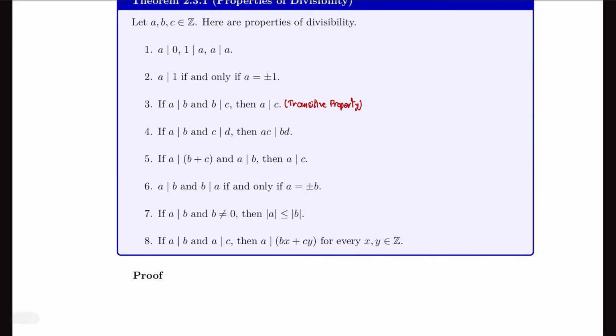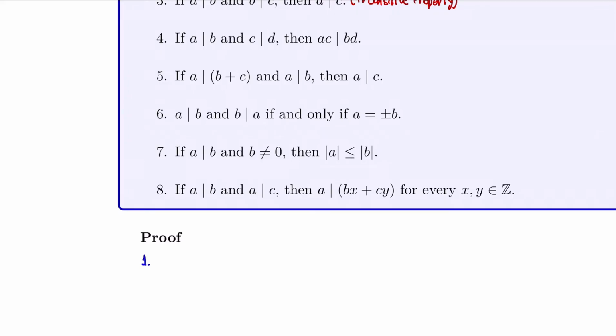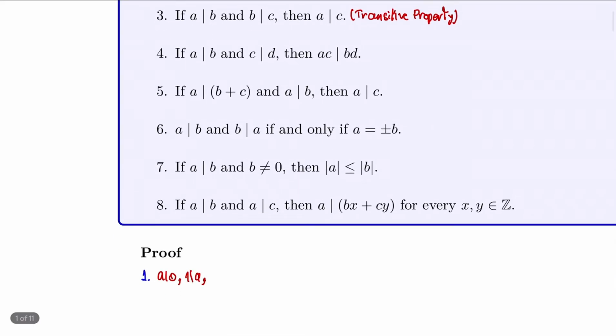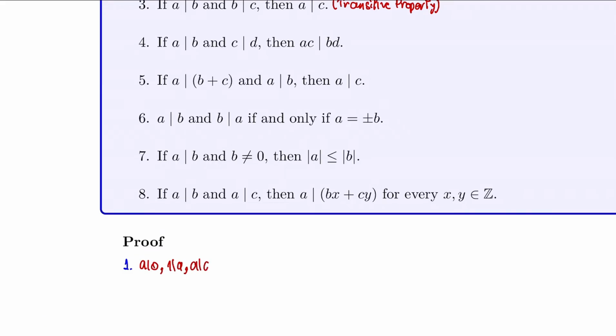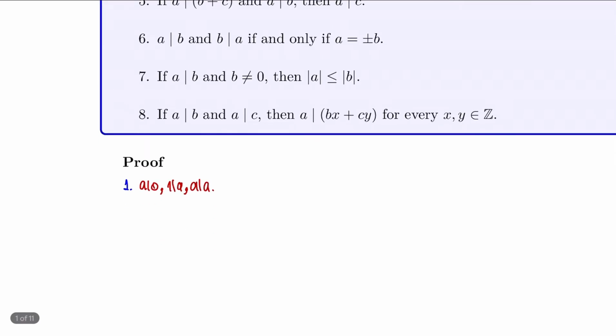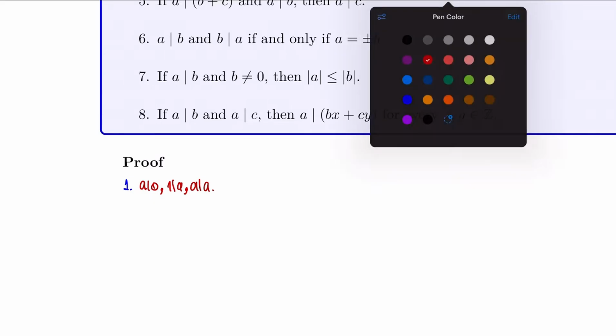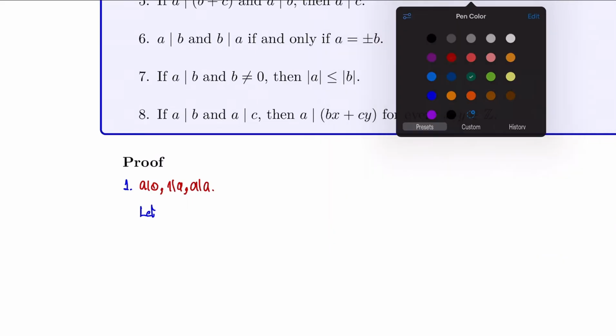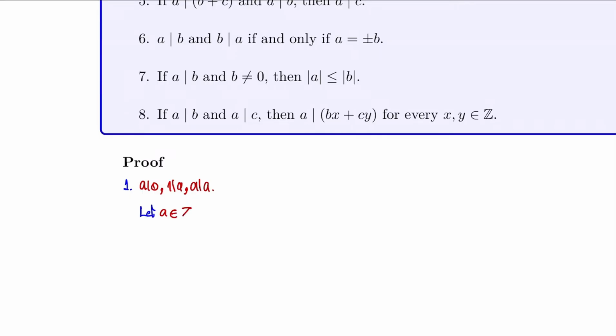I want to start with the first one. For the first one, we have to prove that a divides 0 and 1 divides a and a divides a. So let a be an integer. Okay, then what do we have? We start from 0.